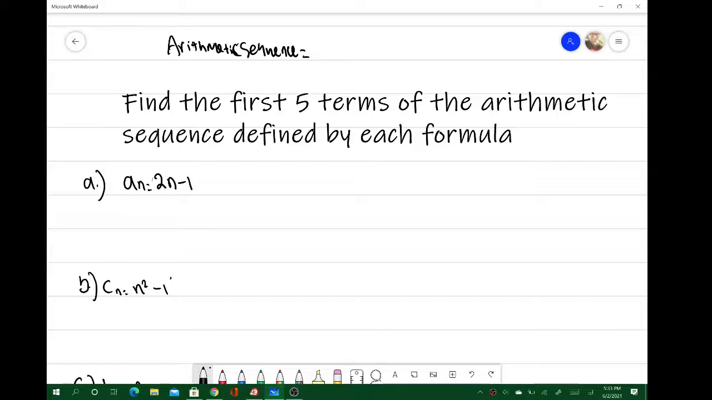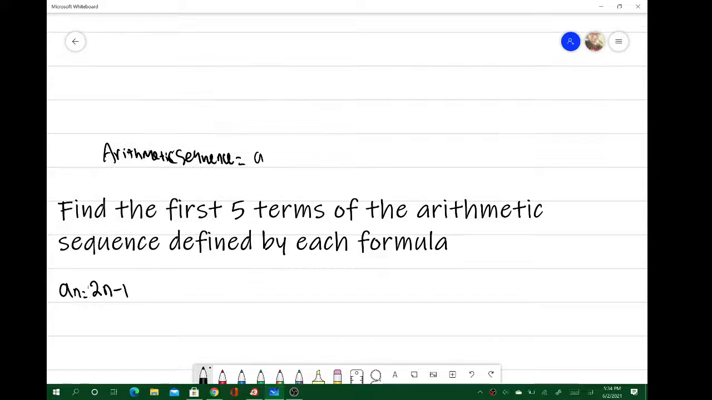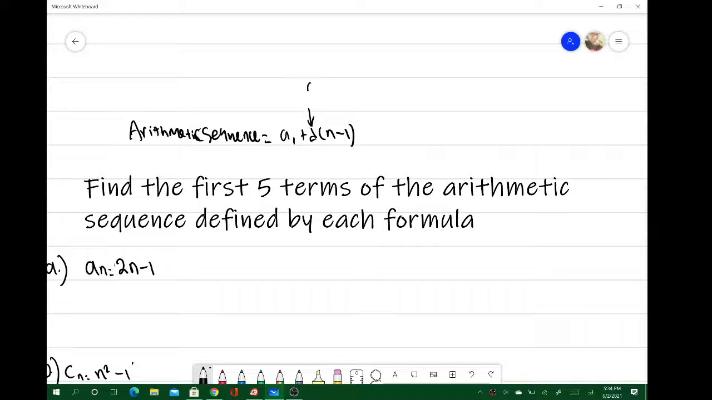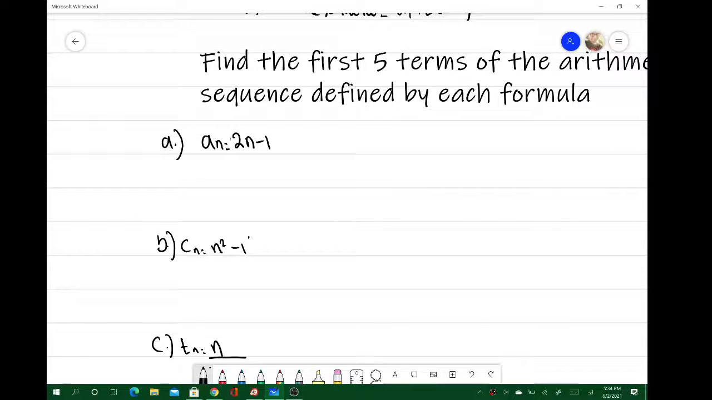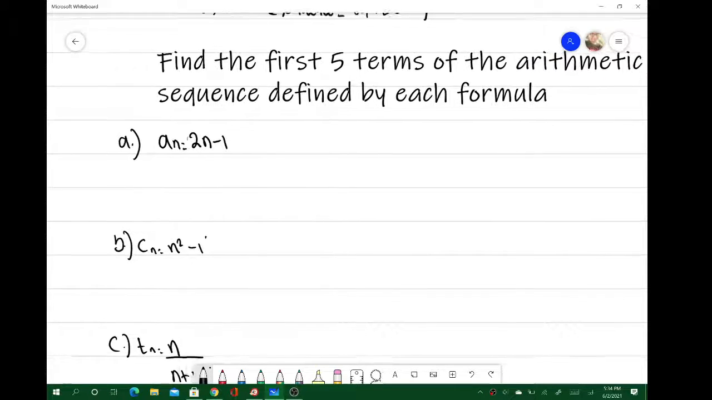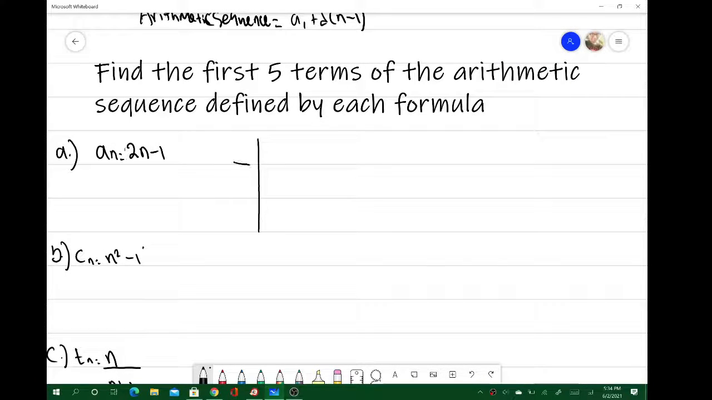But yes, we have an arithmetic sequence, and it's going to be, what is it going to be? It would be a sub 1 plus d times n minus 1, I believe, where d is called the common difference. Okay, so that's just what that is in very brief terms. Now, to find the first 5 terms of each arithmetic sequence, you have to do a table.